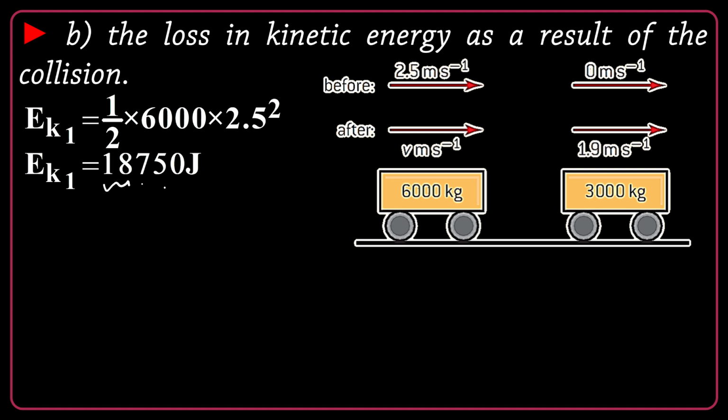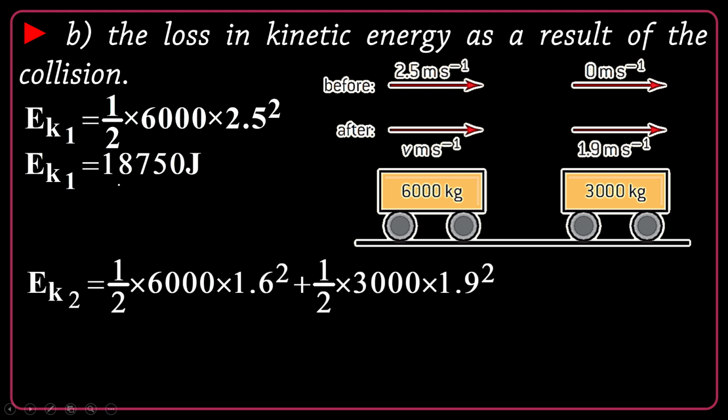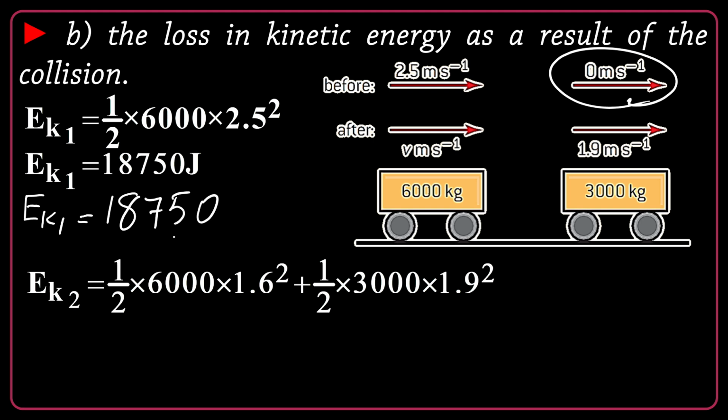It's 18,750 joules. EK2, the kinetic energy of cart B before, is 0. So EK1 is just 18,750, nothing more, because the other is 0.